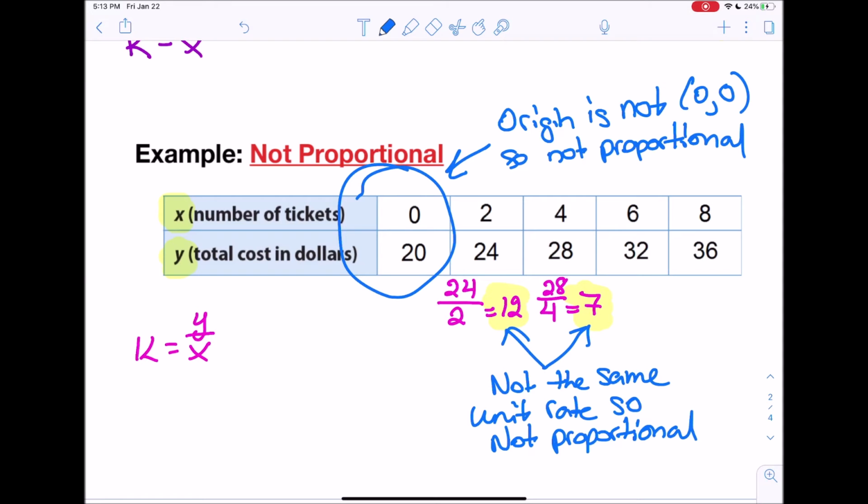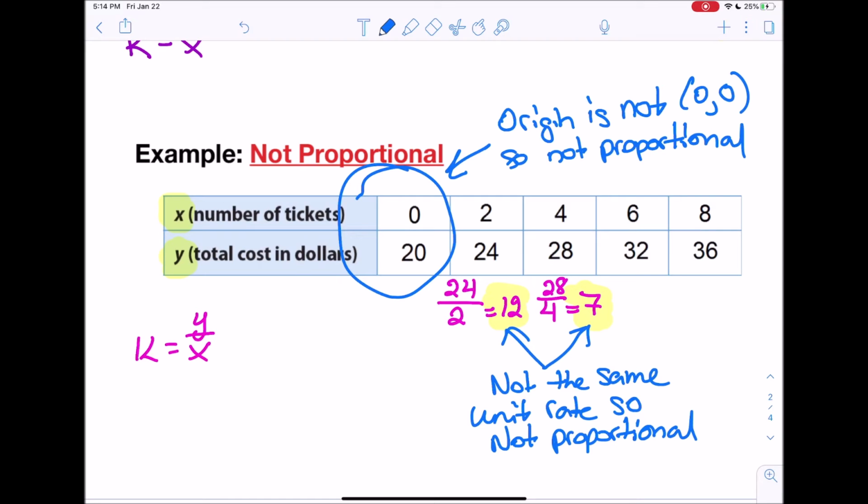I could have just looked at this table and said, what? X is 0, y is 20, bam, not proportional, just like that. I didn't even have to check the unit rates. And that's why I skipped the 0 and the 20, and I started off with the 2 and the 24, because I wanted to show you also what it would look like if the unit rates were different. So for this table, there's more than one thing going on that makes it not proportional. The first one is the origin is not 0, 0, and the second thing is we don't have the same unit rate for every single x and y.